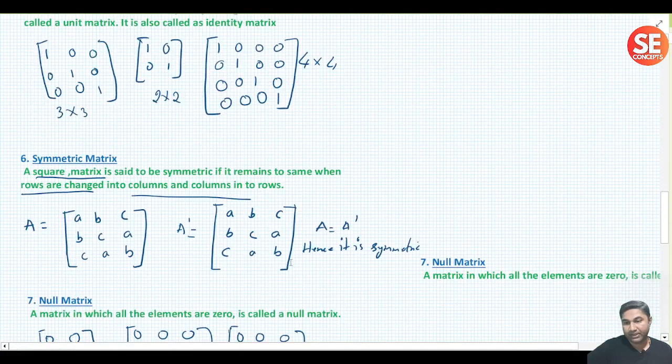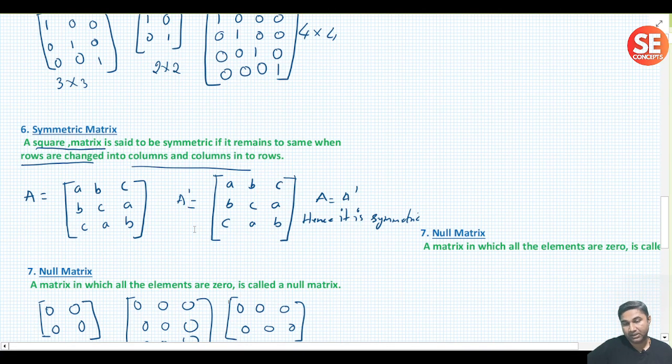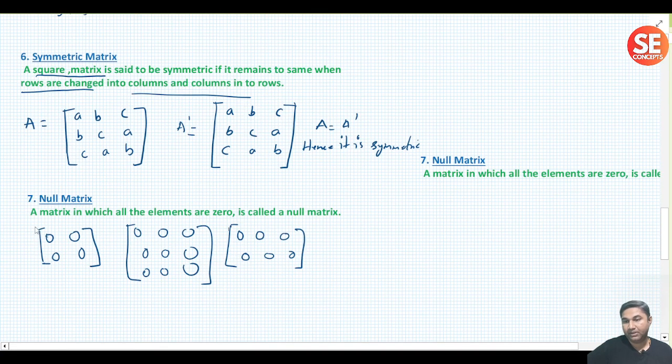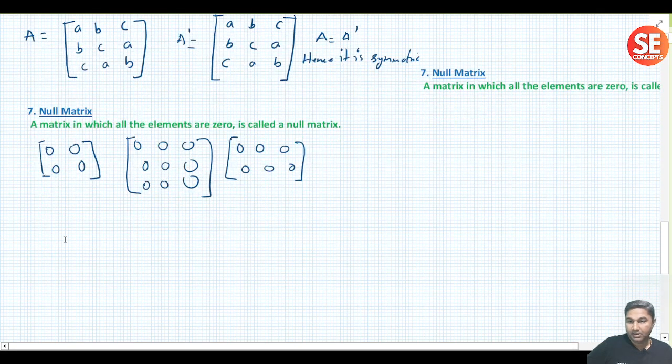The sixth one is the symmetric matrix. In a symmetric matrix, you change row to column, column to row, and it remains the same, all the elements or values remain the same. Then the last one is the null matrix. A null matrix is nothing but all the elements or numbers in the matrix are 0. And these are the types of matrix we have.